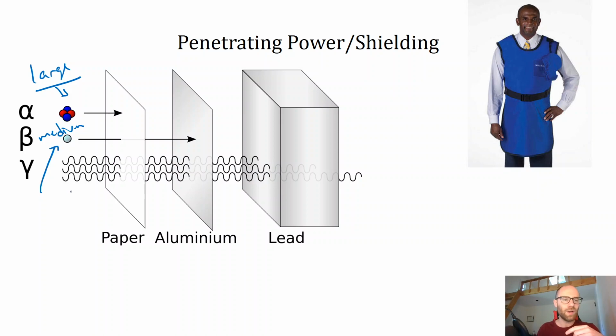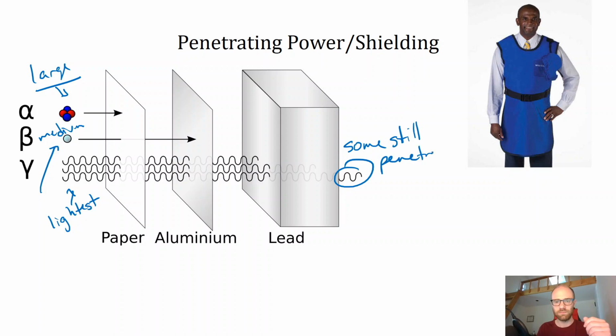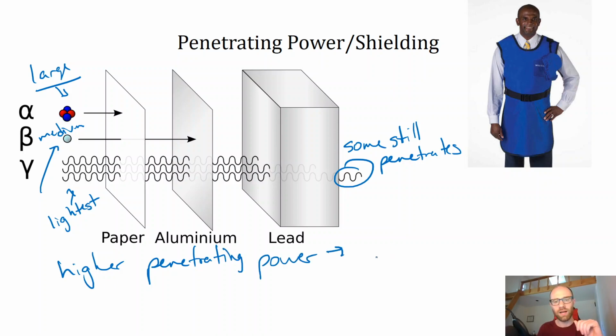When it comes to gamma, this is the lightest. It gets through paper, it gets through aluminum. Then if you have a block of lead, you'll see that some of it still gets through. So higher penetrating power requires more shielding.